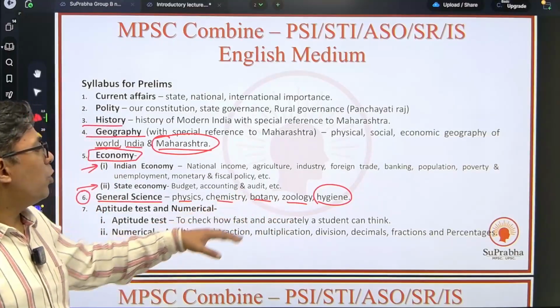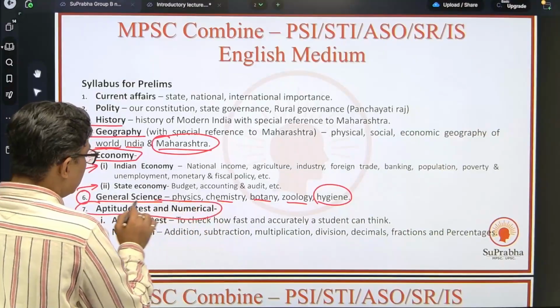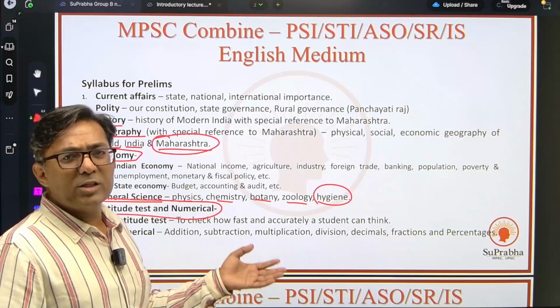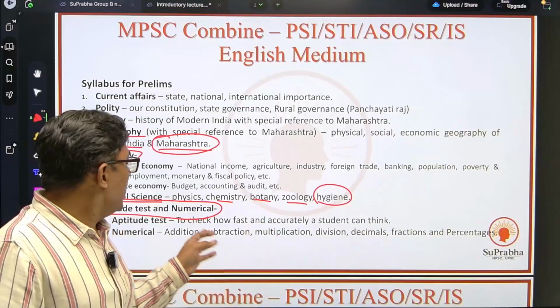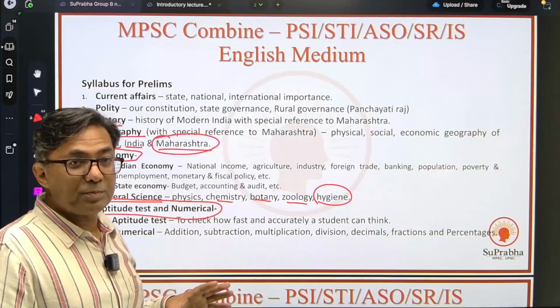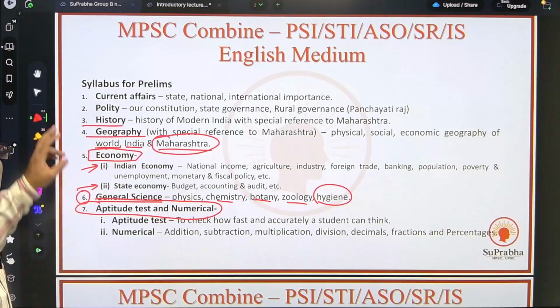Okay, physics, chemistry, botany, zoology, and hygiene. And finally, you have aptitude and numerical. The numerical would be basic addition, subtraction, multiplication, fraction, those type of questions. And the aptitude would check how fast and accurately you can think over a problem. Right? So this is the syllabus for the prelims.